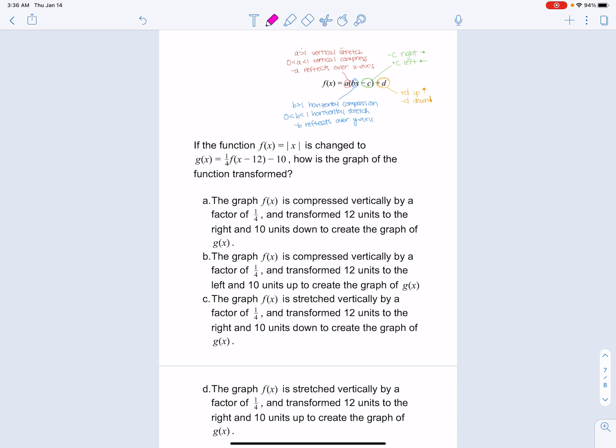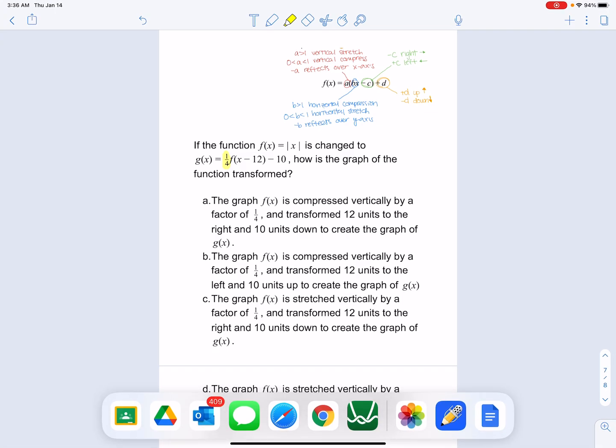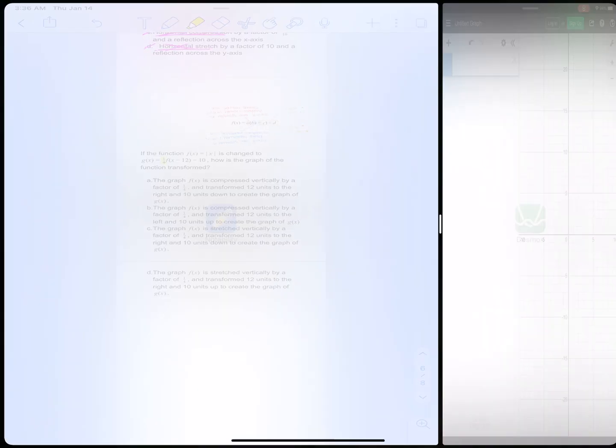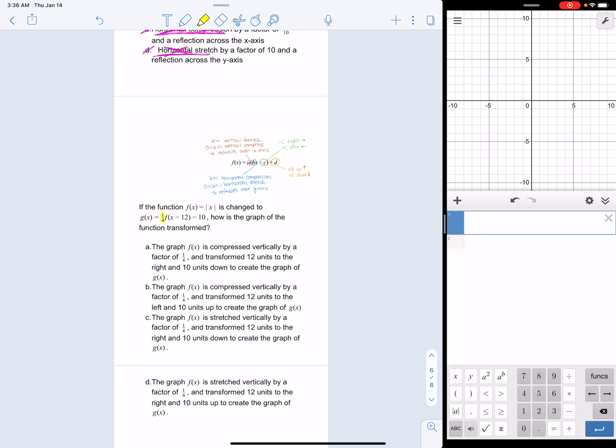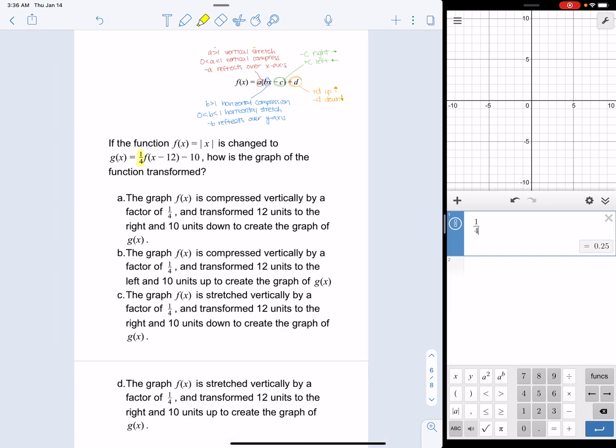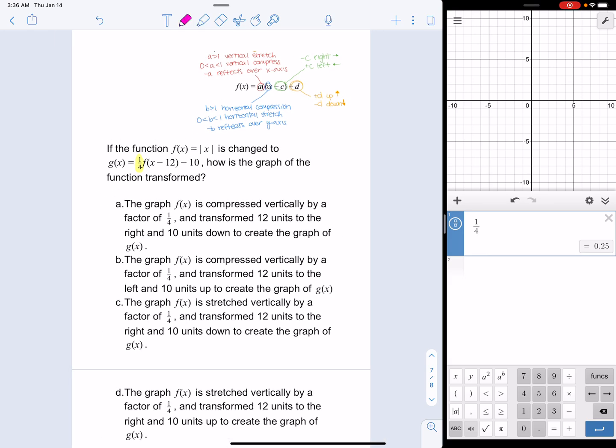All right, so looking at this 1 over 4, we have to change it to a decimal just to be sure. All right, 1 divided by 4, 0.25. That 1 divided by 4 is our A, B, C, or D? Very good. It's our A, and it's actually 0.25. So is that a vertical stretch or vertical compression? Very good. Vertical compression.